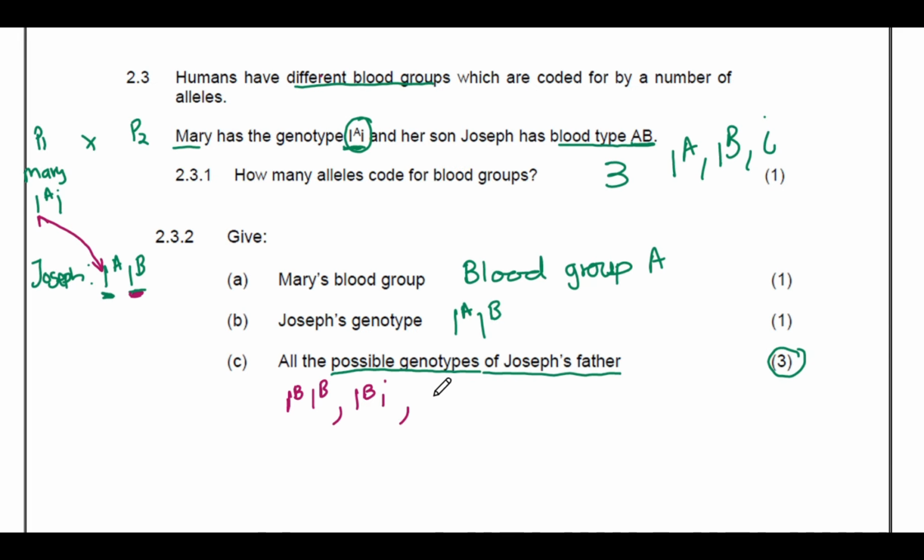The father can also be blood group AB, because in blood group AB, the alleles that you have are IA and IB. So since Joseph inherited IA from the mother, he would inherit IB from the father.